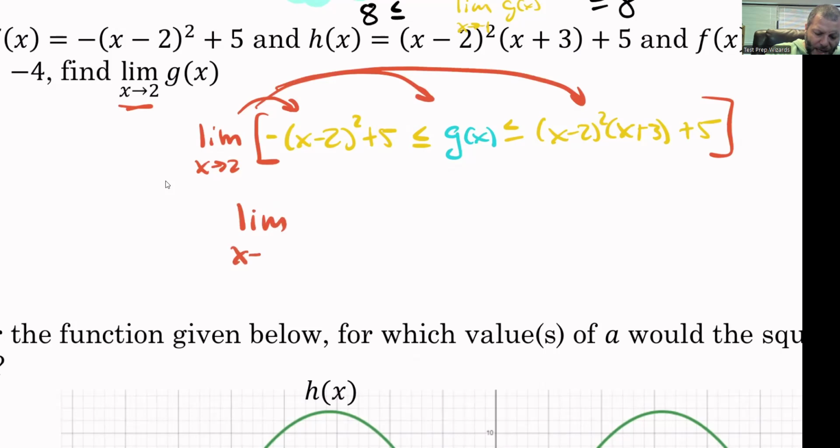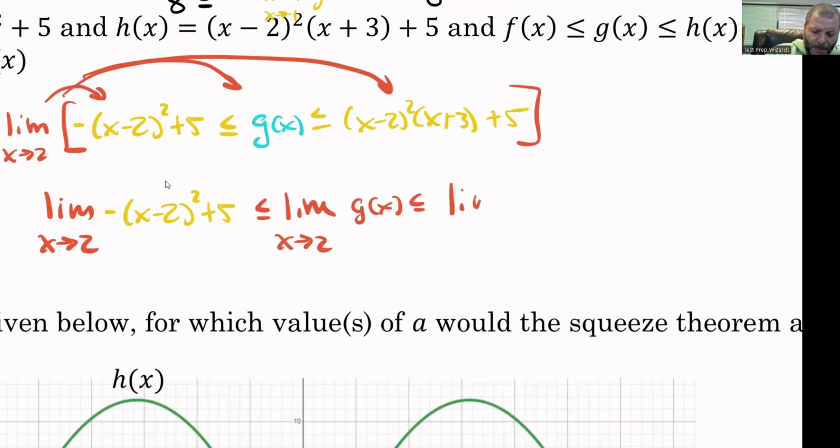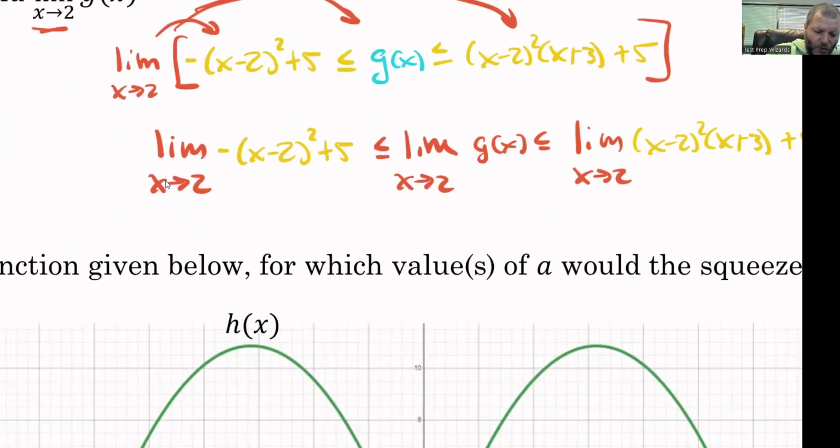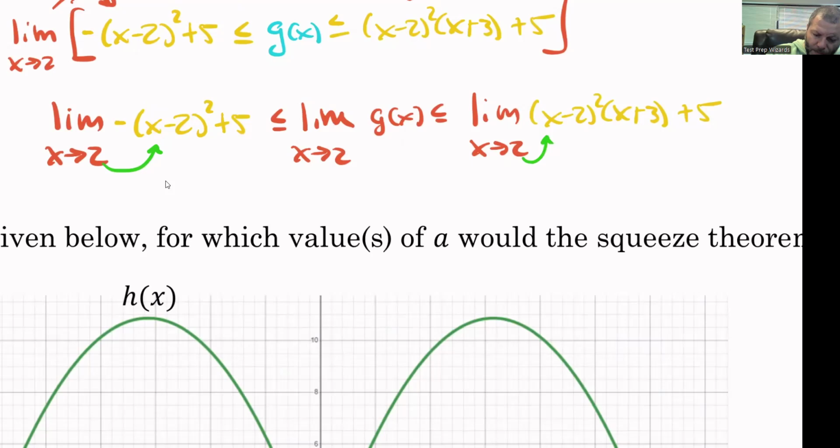So we'd have the limit as x approaches 2 of our f of x function. Limits do not change the inequality sign. So I have the limit as x approaches 2 of g of x, whatever that function is, and the limit as x approaches 2 of our h of x function here. So now we can actually use our substitution rule to take this limit. I'm going to plug in a 2 here. I'm going to plug in a 2 here.